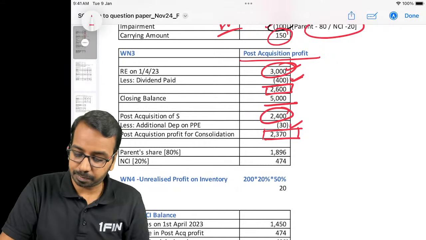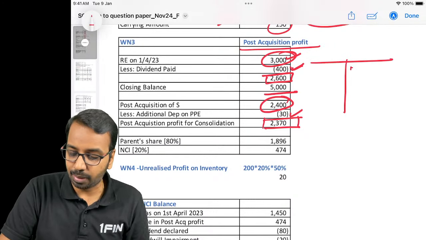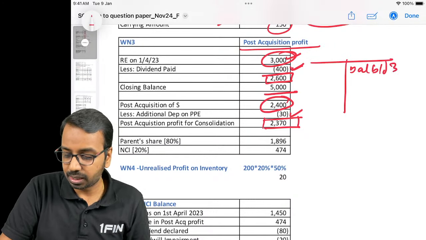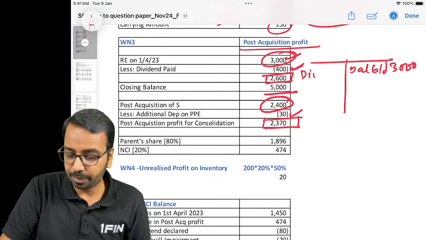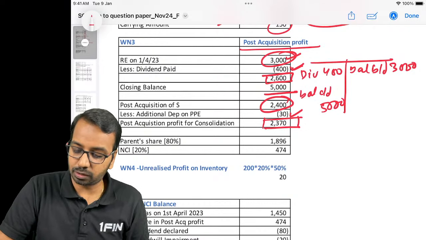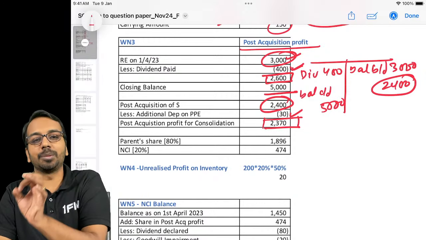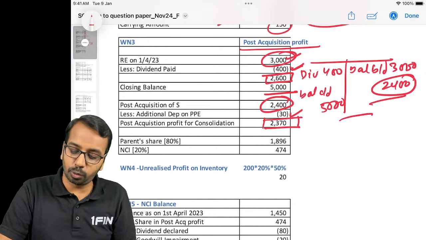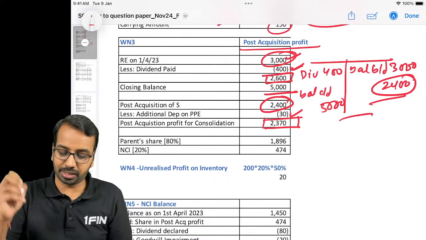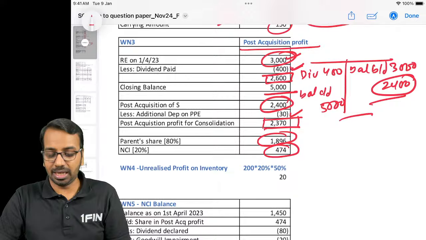Or otherwise you can prepare a ledger where you can say balance brought down is 3,000, dividend paid 400, balance carried down is 5,000. So 5,400 minus 3,000, 2,400 is post acquisition profit earned during the period. Either way you can do this, or you can do the other way which I will be discussing later. 2,700, 1,896 is parent share, 474 is the NCI share.